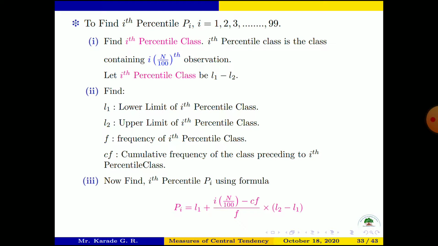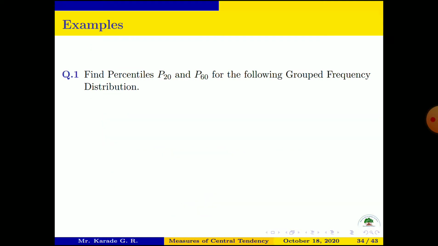So in the third step, find the ith percentile by using the formula Pi is equal to L1 plus (i times n by 100 minus CF) divided by F, into (L2 minus L1). So using this formula, we can find all the percentiles. Let us see one example based on percentiles.